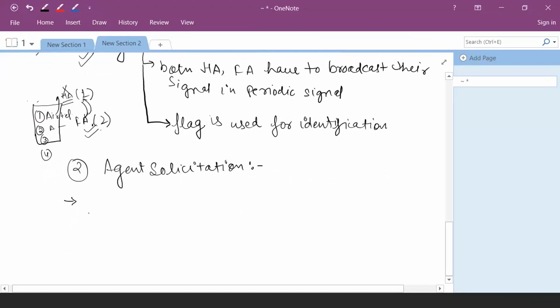Suppose you are moving in a train and your mobile node is searching for a new network because your signal strength is getting dropped. In that case, things happen in this way: sometimes the foreign agent is not found. The mobile node is not able to find the foreign agent.